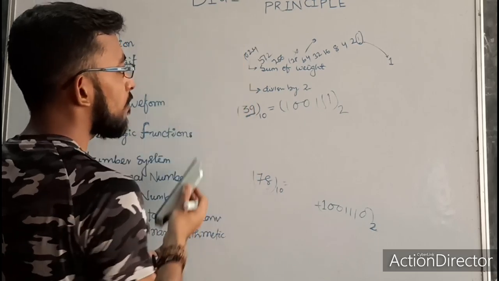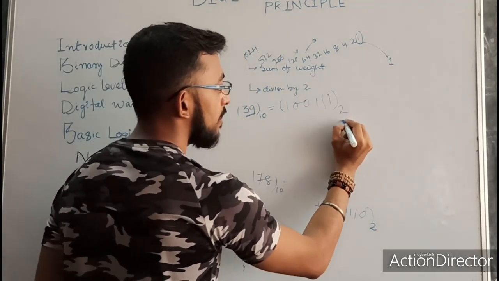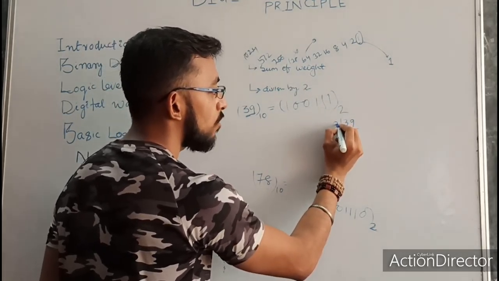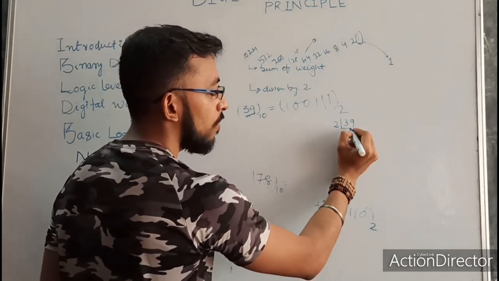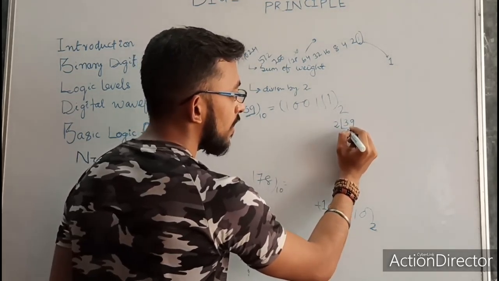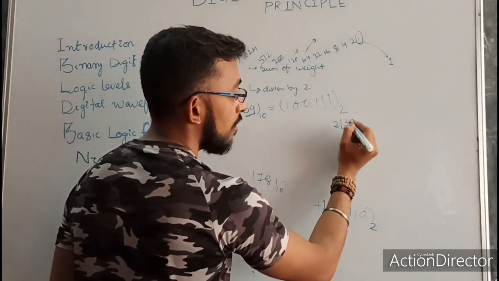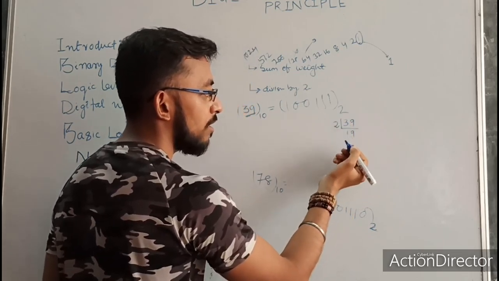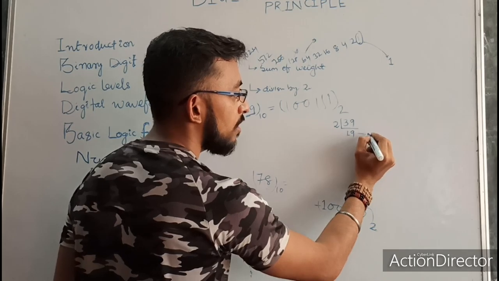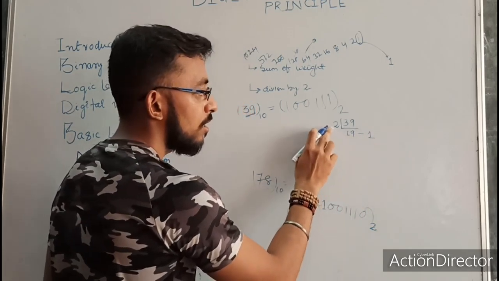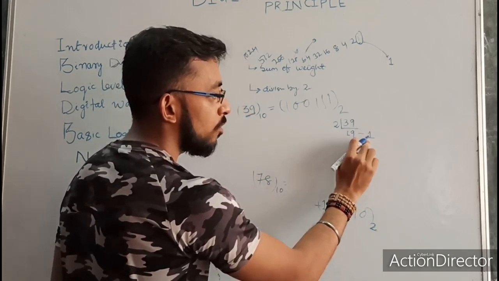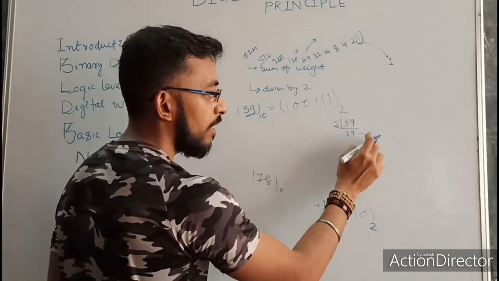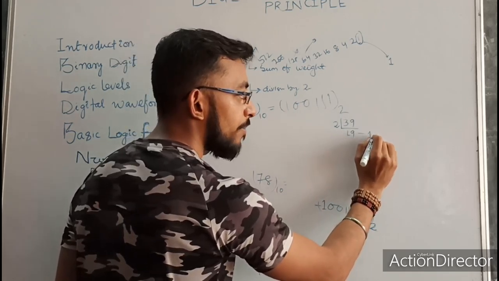So what is the division by 2 method? Whatever number is given, I have to continuously divide that number by 2. If I divide by 2, what will be the quotient, which is nothing but 19, since 2 times 19 is 38. What is the remainder, which is nothing but 1. If we multiply these two and add, it will give me the value 39: 2 cross 19 is 38, plus 1 gives 39.